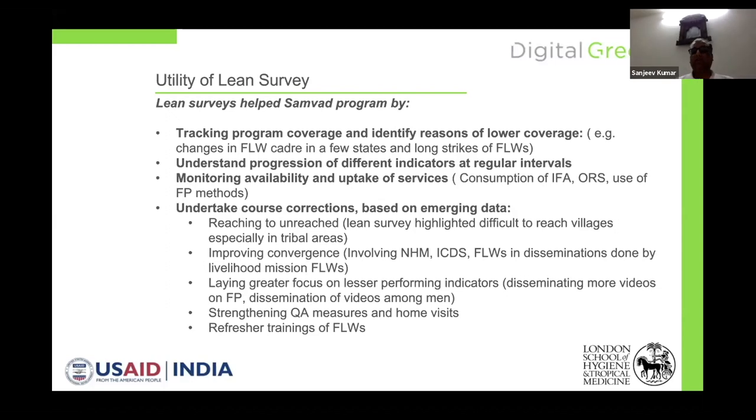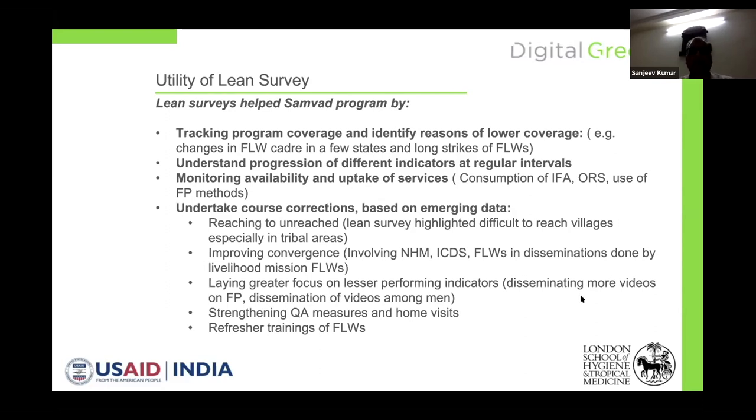They helped in reaching the unreached. Especially, we came to know from the lean surveys about difficult-to-reach villages, especially in tribal areas, and we then made efforts to reach those villages. The lean survey also highlighted the need to improve convergence between the National Health Mission and the National Nutrition Mission. And this convergence was more required, especially in those areas where video dissemination was being done by FLWs of the Livelihood Mission.